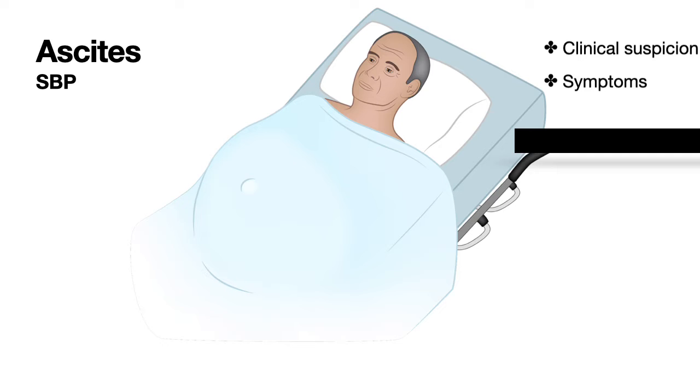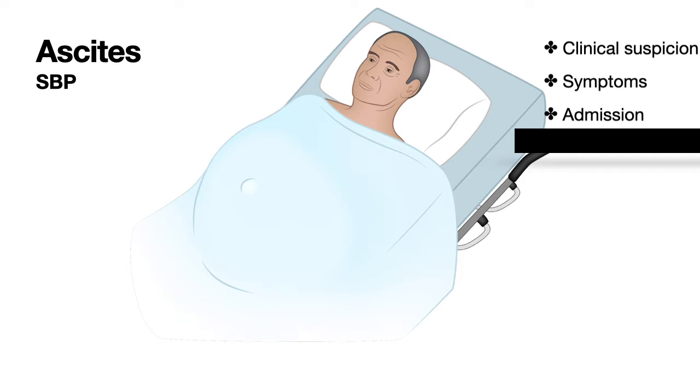Also, keep in mind it's not just abdominal symptoms. Think about neurological deterioration, think about renal function deterioration or deterioration of the liver function. You should also consider that in any patient who comes into the hospital admitted for any reason, you should rule out spontaneous bacterial peritonitis. And how do you diagnose spontaneous bacterial peritonitis?